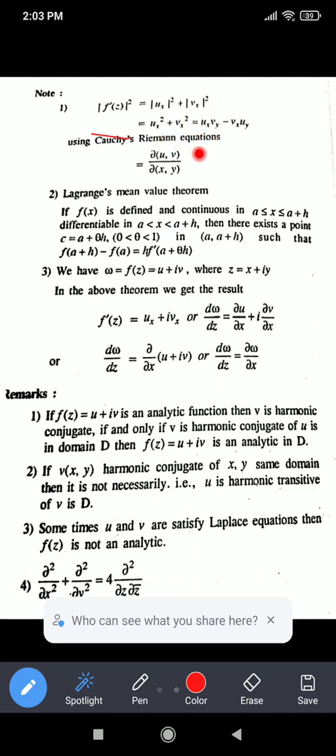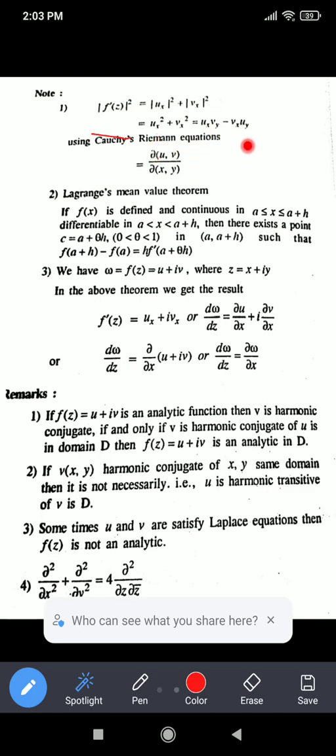It can be written as ux into vy minus vx into uy. We know that ux is dou u by dou x and vy is dou v by dou y. By using the CR equation, dou u by dou x into dou v by dou y, where dou v by dou y is equal to dou u by dou x. So dou u by dou x into dou u by dou x is dou u by dou x whole square, which can be written as ux square. So both are the same.